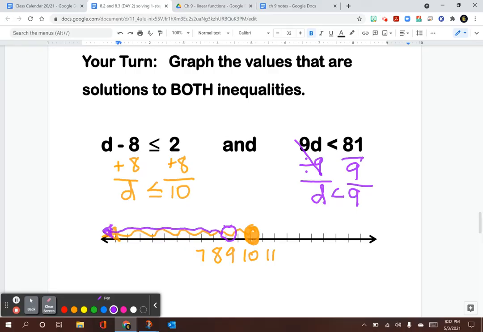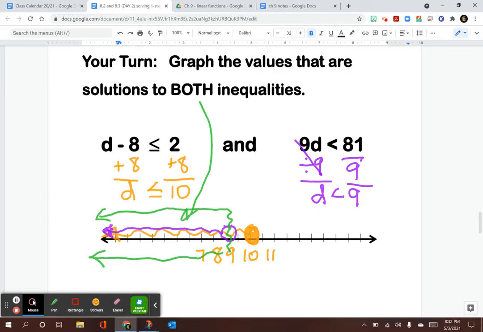So your first inequality had the solution that d is less than or equal to 10. Your second inequality has the solution that d is less than 9. So if we graphed both of these correctly, you can see they have a lot in common. Basically, they start around this 9 area, and anything left is going to work for both of these because they're both heading in the same direction. How'd you do? Were you able to show all the answers that work for both of these inequalities?